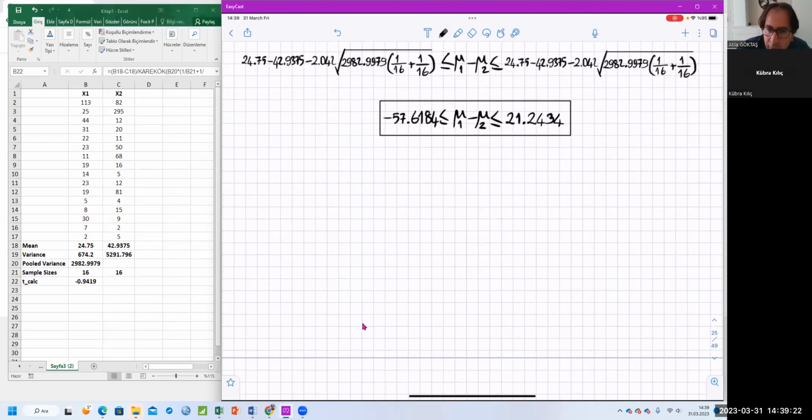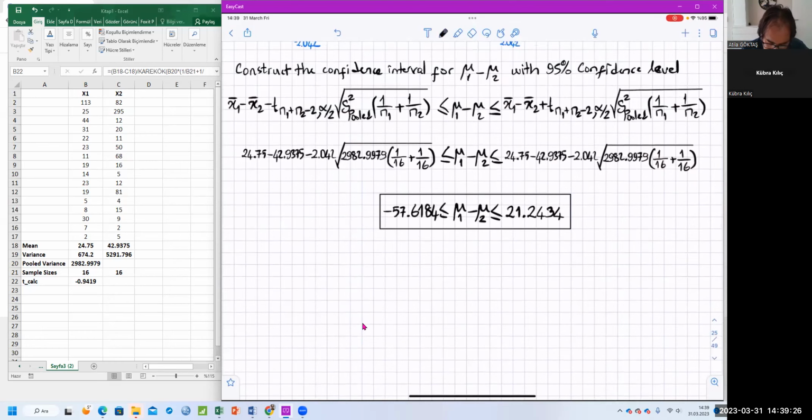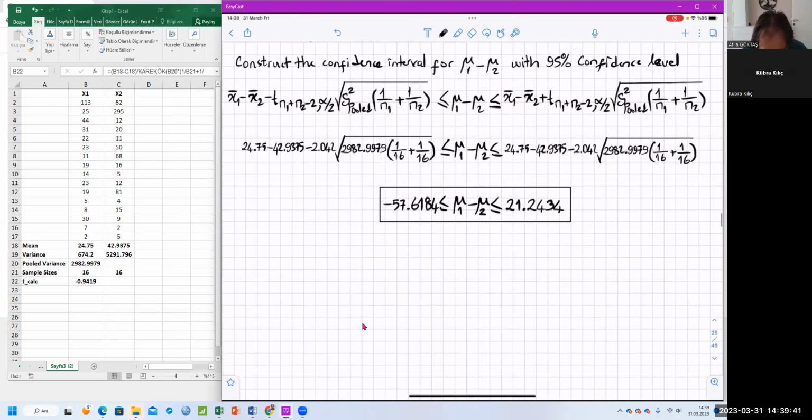Okay. So you can tell the two mean difference would be at least minus $57 million, so the first city could be less. With 95% confidence, we can tell that the two mean difference would be at least minus $57 million, and at most $21 million.